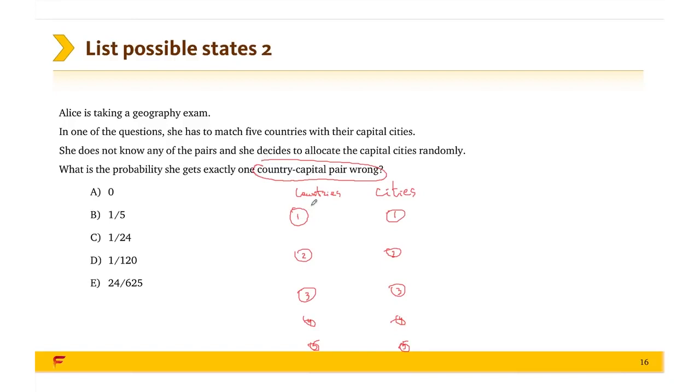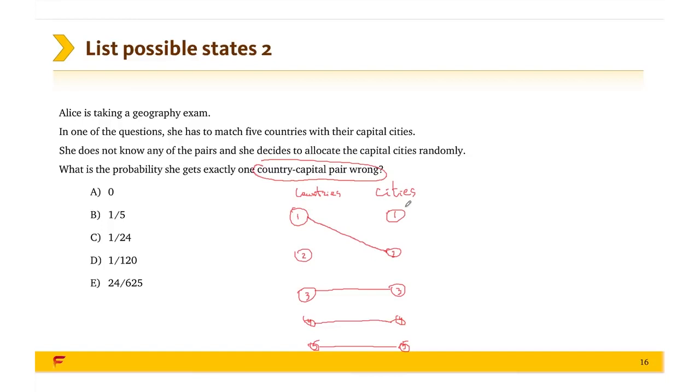So let's assume that we take country number 1, we can take any country for that matter, fix it and make the country capital pair wrong by connecting it with city number 2. Again, we can connect it to any other city but city number 1 to make the pair wrong. And then we need to connect all the other cities in the right way. So the third country and the third city, fourth country and fourth city, fifth country and fifth city. But here we are left with another country capital pair, which will be wrong as well: country 2 and city 1.